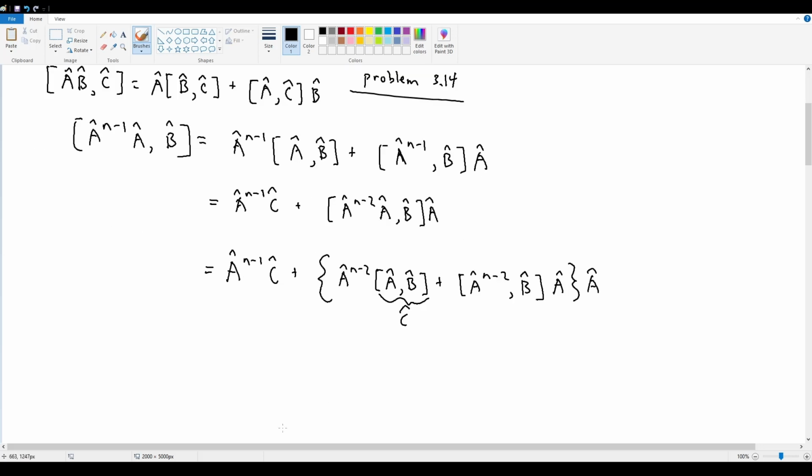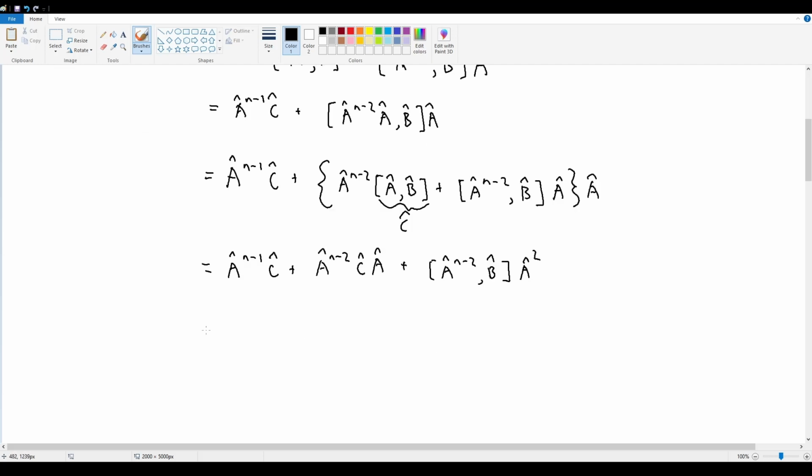So now I have a hat n minus 1 c hat plus a hat n minus 2 c hat, with the a hat at the front here carrying over via distribution, and then plus the commutator of a hat n minus 2 with b hat, and then a hat acting on a hat, so a hat squared, like that. And once again, a hat and c hat commute properly because their commutator is equal to 0. So because of that, I can move the a hat over without any issue.